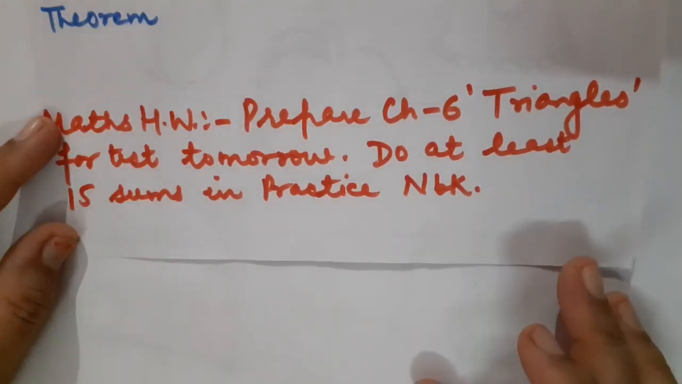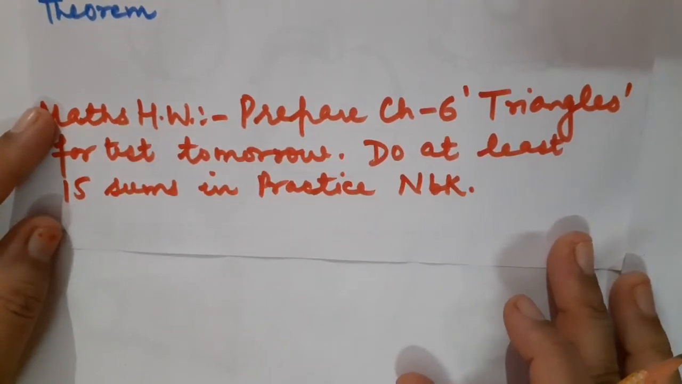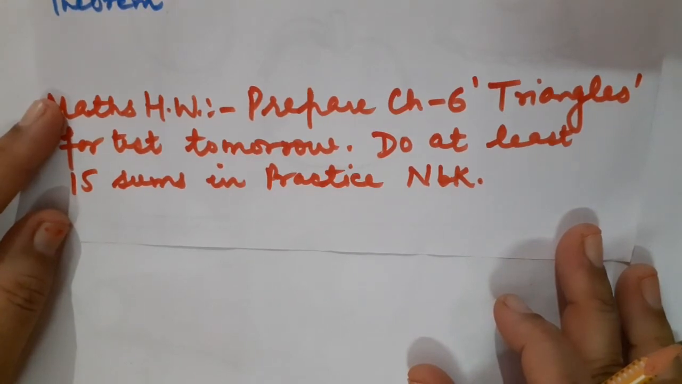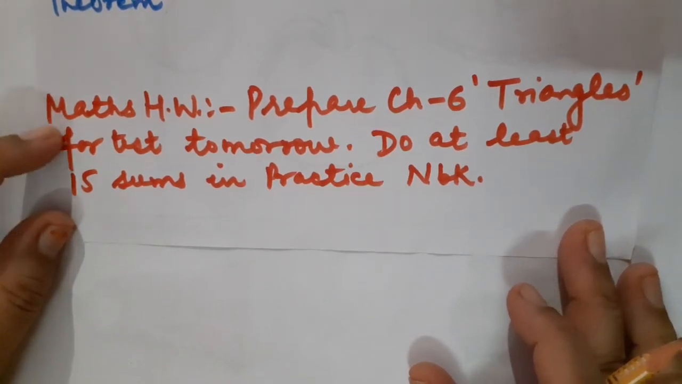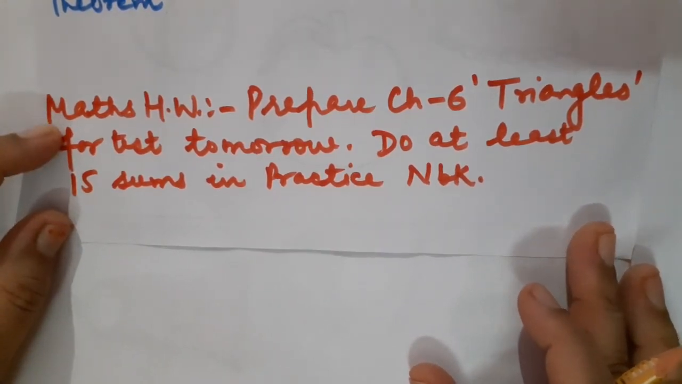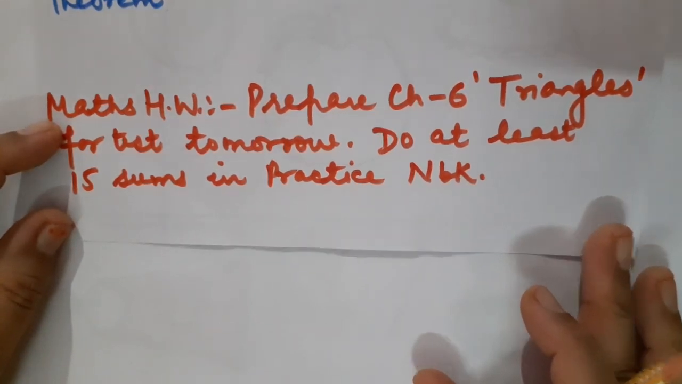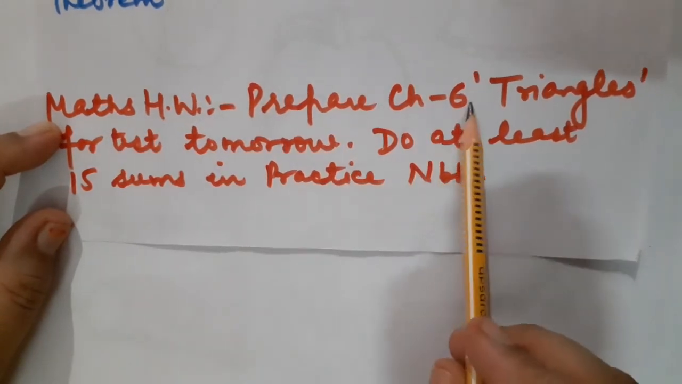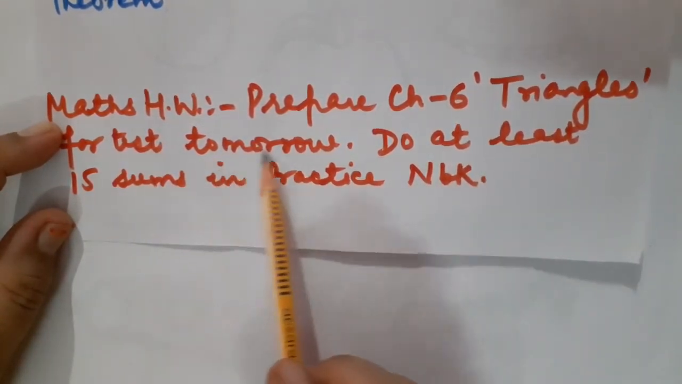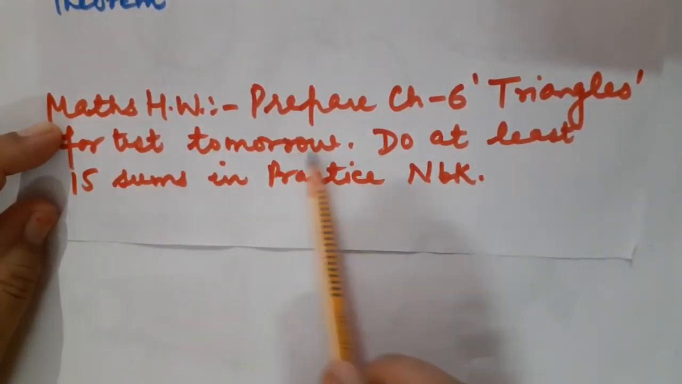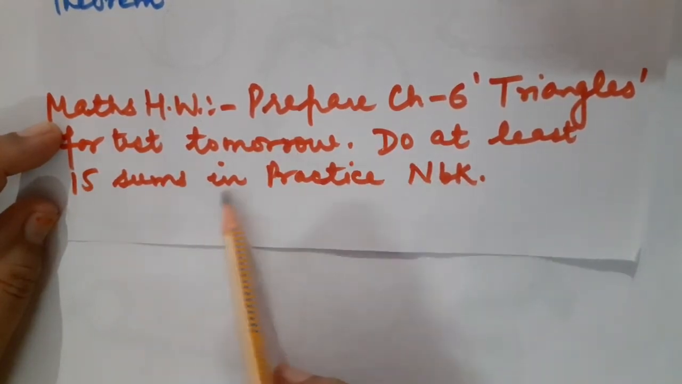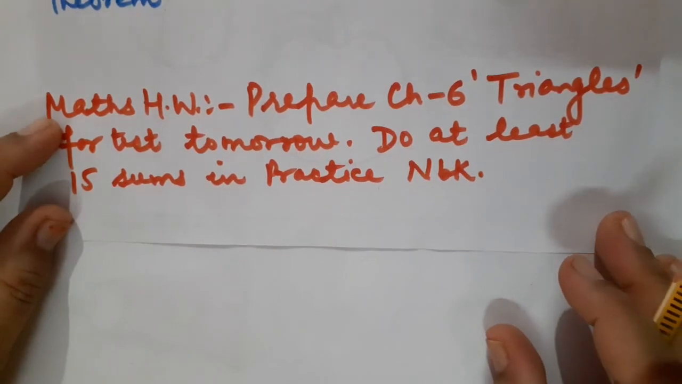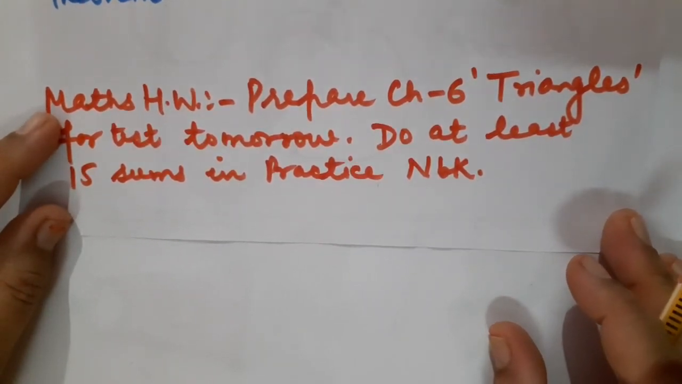Now children, this is the time when you have to prove yourself. Okay, you have to do a variety of questions which are based on Pythagoras, based on basic proportionality theorem, so that you can score very well in your test. Now this is your mathematics homework. Prepare chapter number 6 triangles for test tomorrow. Do at least 15 sums in practice notebook. And children, do not forget to mail me your maths homework.